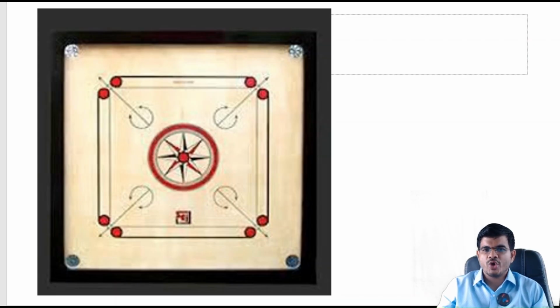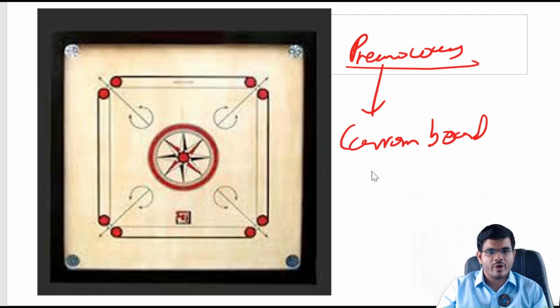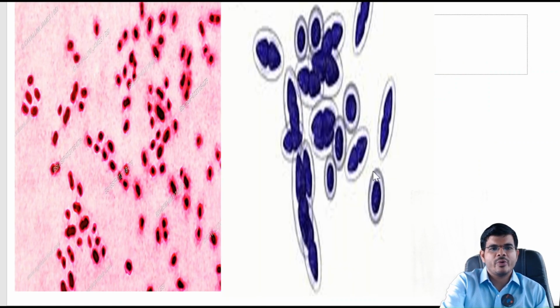Why? Because mid layer is having a lot of goblet cells. It is most commonly caused by Streptococcus pneumoniae or pneumococcus. Pneumococcus has got the typical appearance of carom board. Okay, carom board appearance is seen with Streptococcus pneumoniae or pneumococcus. And what else can cause?